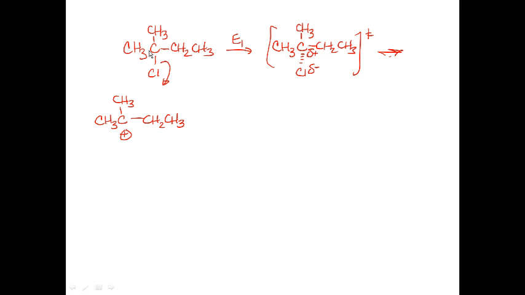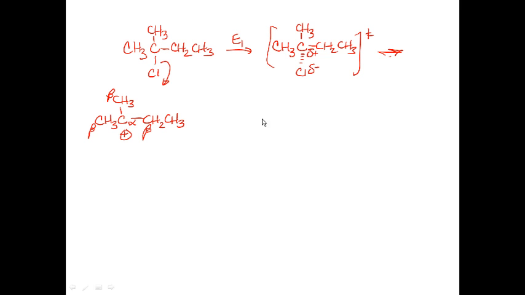Okay. Now, if we're going to do elimination, we need to find all of the possible beta hydrogens that I could lose in the second step to form the double bond. So here's my alpha carbon. There's my beta carbon, there's my second beta carbon, and there's a third beta carbon.